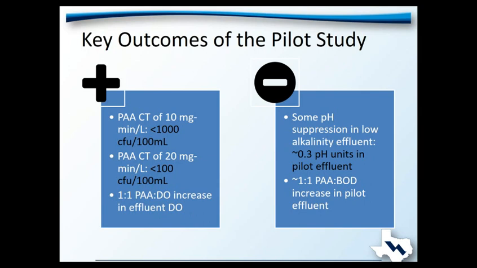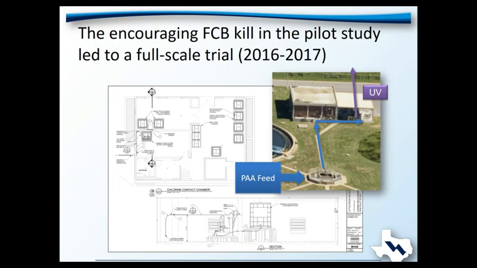And so we did see, on average, about 0.3 pH units drop in pH at the end of the pilot reactor. So if it was coming in at 6.9, we were seeing typically 6.6 in terms of pH units at the end of the pilot reactor. And again, as has been pointed out by our previous speakers, we did see some increase in BOD on a 1-to-1 level, parts of PAA to parts BOD increase in the pilot effluent. So this was very encouraging results, I think, overall, and led to a full-scale trial that began in 2016.